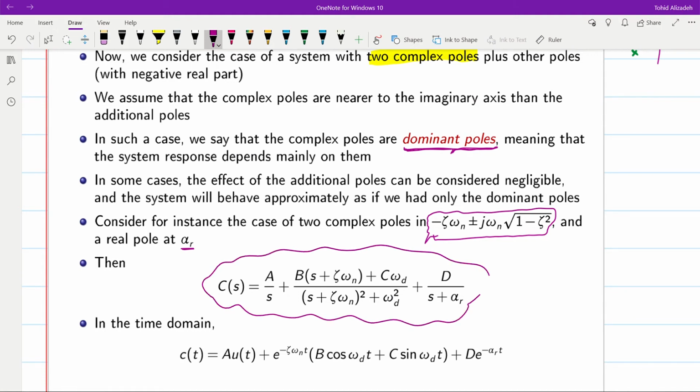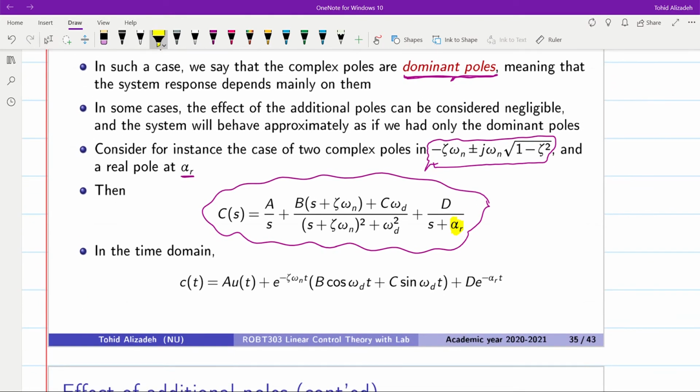We will have three terms for it: A over S plus the second term plus the third term, which comes directly from the effect of the additional pole, so D over S plus alpha r. And then in the time domain, we will have three main terms as well: A times u of t plus the decaying exponential times some sine plus cosine terms plus d times e to the power of minus alpha r times t. Okay, so this last term comes from the additional pole that we have.